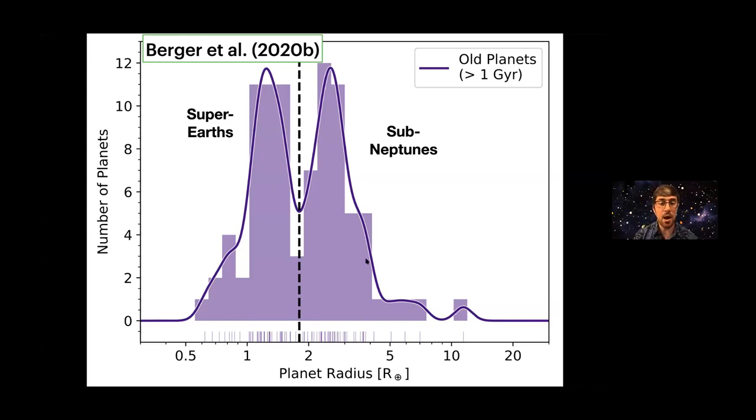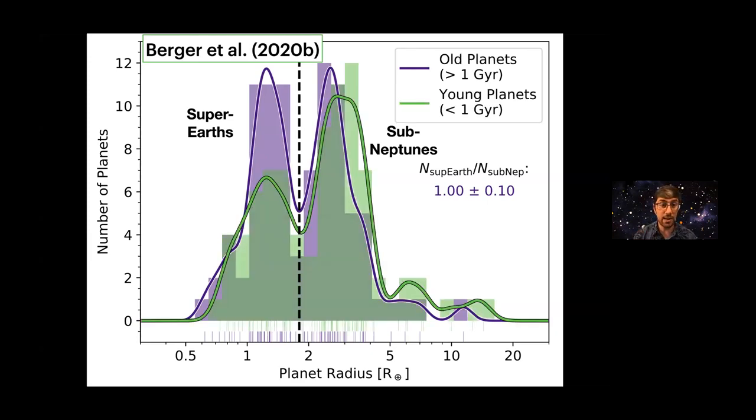2017. Now, if we count up the relative number of super-Earths and sub-Neptunes and then do some simulations and calculate that ratio, we end up with unity plus or minus 0.1 or so. Now, we have to compare this to the young planet distribution. So what does the young planet distribution look like? Well, we see that it looks significantly different. And in particular, we see fewer super-Earths in addition to a broader peak of the sub-Neptunes.